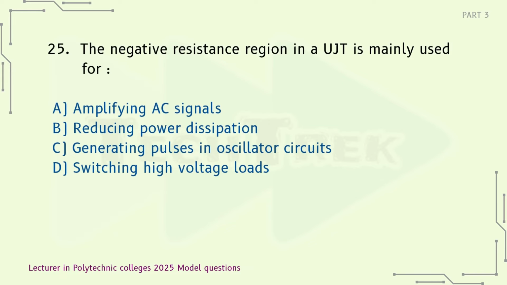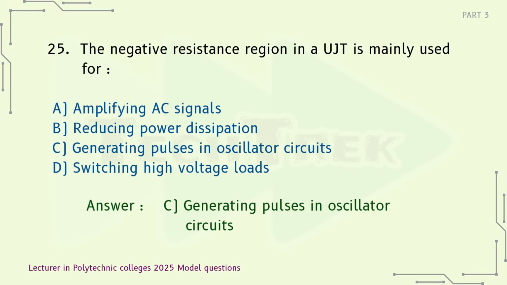The negative resistance region in a UJT is mainly used for A. Amplifying AC signals. B. Reducing power dissipation. C. Generating pulses in oscillator circuits. D. Switching high voltage loads. Correct answer is option C. Generating pulses in oscillator circuits.